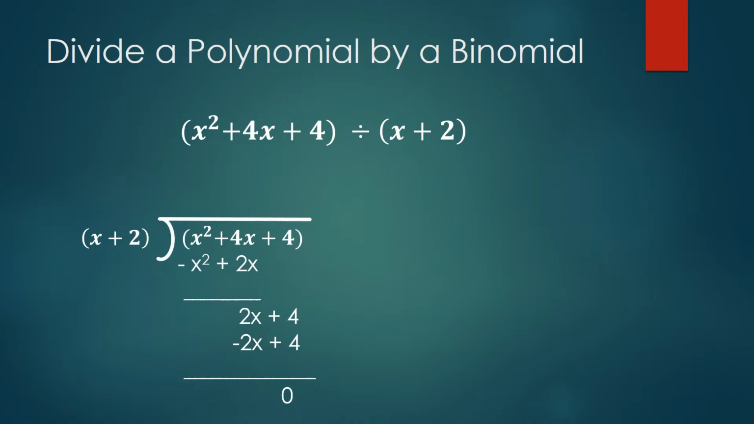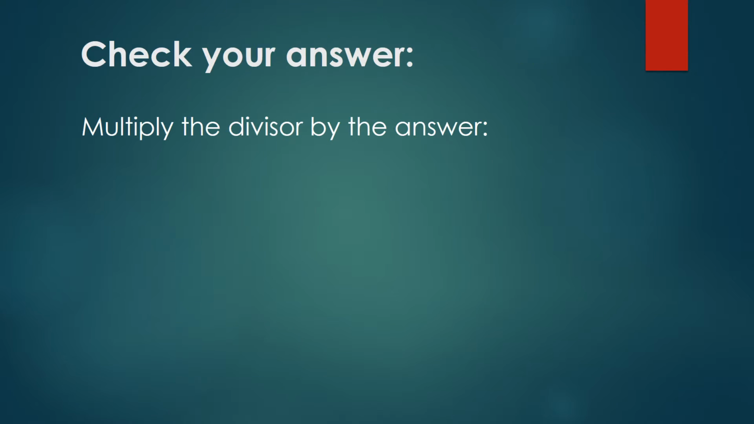I want to check my answer. So when I check my answer, I want to multiply this answer that I got times this divisor, and it should give me this polynomial. So x plus 2 times x plus 2. We always do a check on these problems to make sure we're on the right track. If I multiply x plus 2 by x plus 2, there are two binomials, so I use FOIL: first, outside, inside, last terms that I multiply.